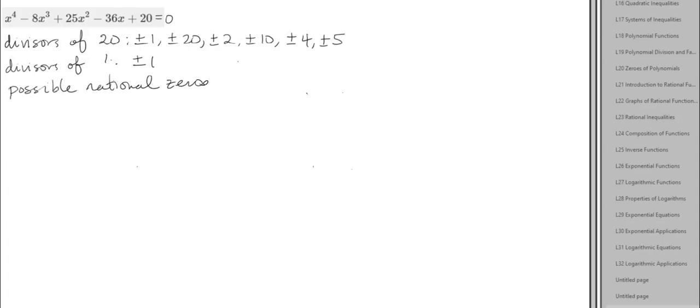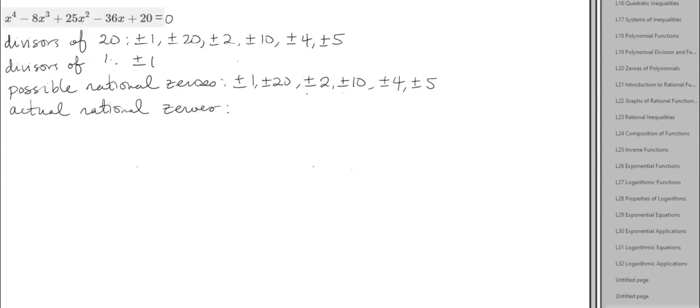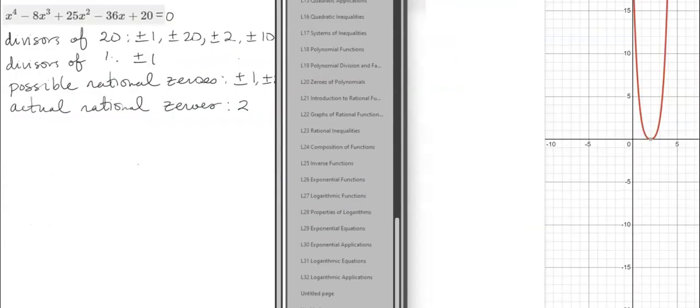And so my list of possible rational zeros would be the same list as my divisors of 20, because I would take the numbers in the first list and I would divide all of them by plus or minus 1, and we would only get the same list back. Now, this is the point where we would go to a table and plug these numbers in and see which of these are actual zeros. And the only zero that we would find in a table is 2. And that can be confirmed by looking at a graph. Here I have a graph of this polynomial function, and you can see right there on the graph that we do have a 0 at 2.